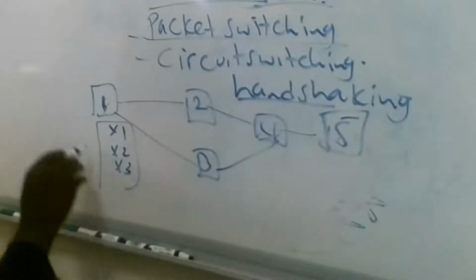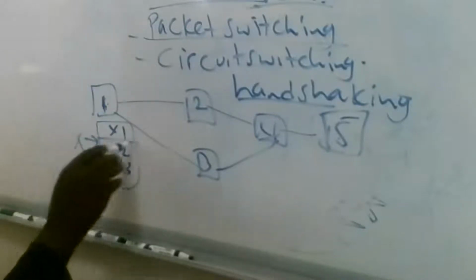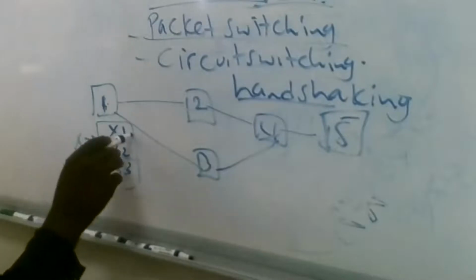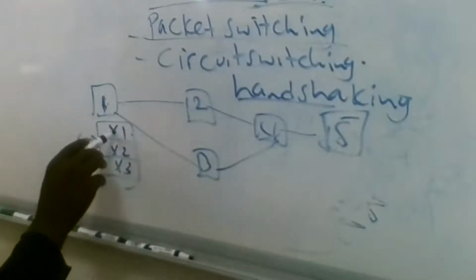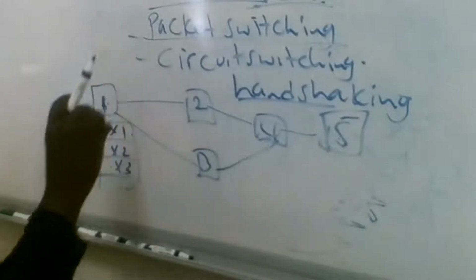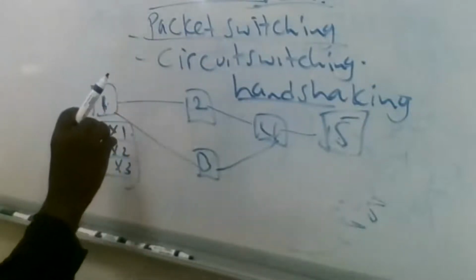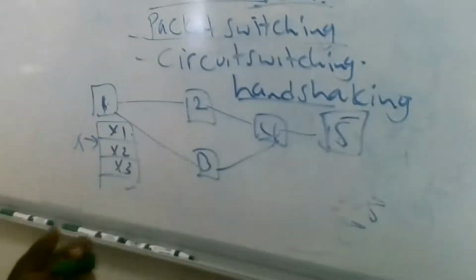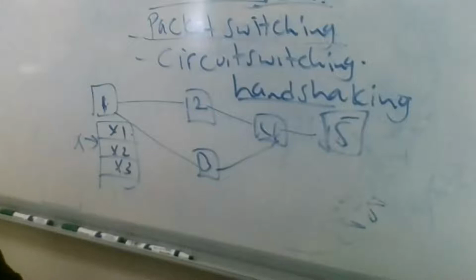Data is broken down into different parts, what we call packets. Small sizes are called packets. Now each of the packets is given a number: this is packet 1, maybe packet X1, packet X2. They're given numbers to show the positions in the data where they should be lying.